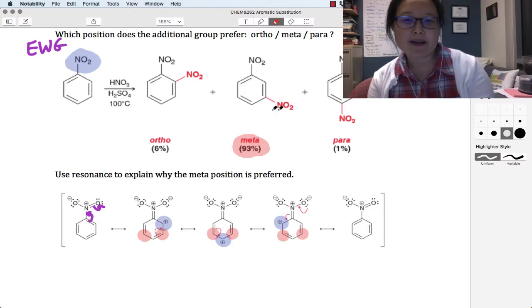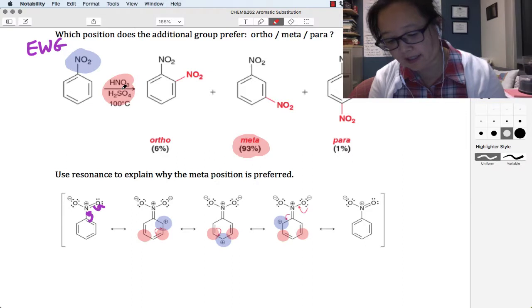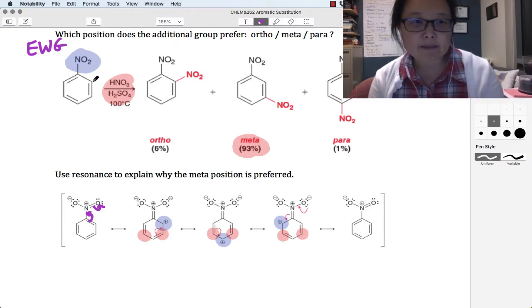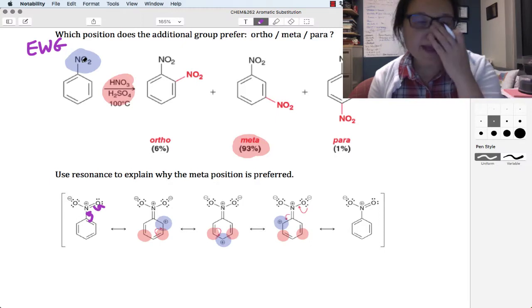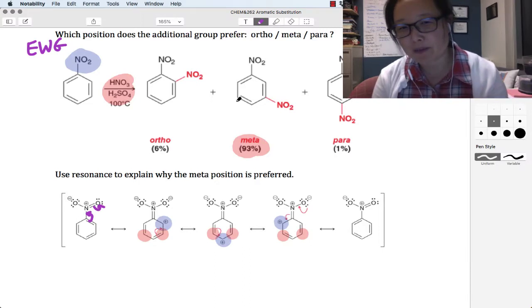Okay, but para and ortho positions are positively charged, so those carbons cannot be attacking the nitro group in this additional nitration reaction here. So the basic idea is I have benzene, but I already have a group on there. I have to tell if the group is going to be withdrawing or donating. If it's donating, I get para and ortho, but if it's withdrawing, I get meta as my major product.